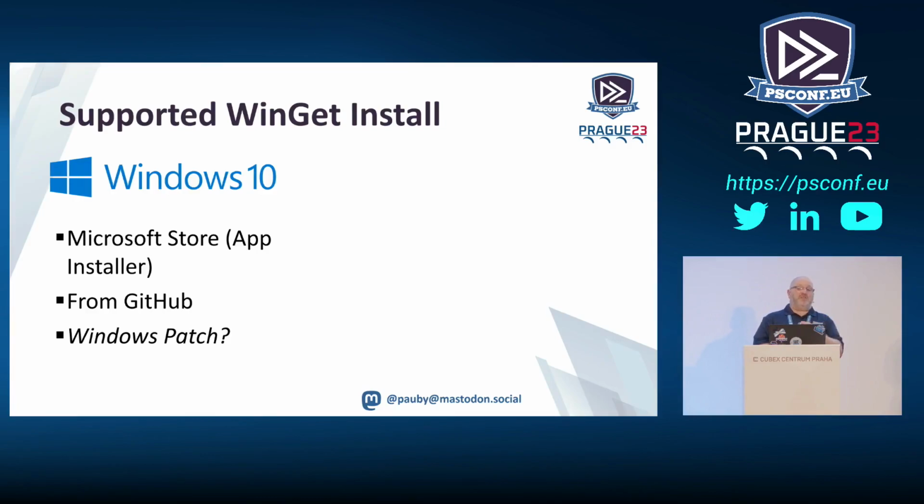So supported Winget installs for Windows 10. We've got the Microsoft Store there, and it's the App Installer app that you can install, and you get Winget from that. You can also install the MSIX bundle from GitHub, and you can use the Appx cmdlets for that, and it will install on there. There's also a Windows patch. Put that in italics, put a question mark at the end, because I can't find any consistent behavior.